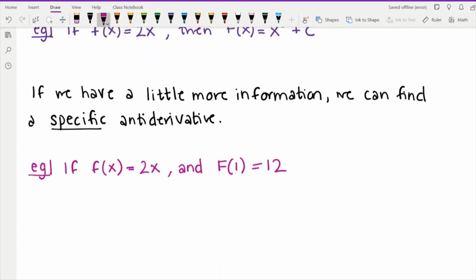So how can we do this? Well, basically, we can first start by writing down the most general antiderivative, right? So f of x is equal to x squared plus c.